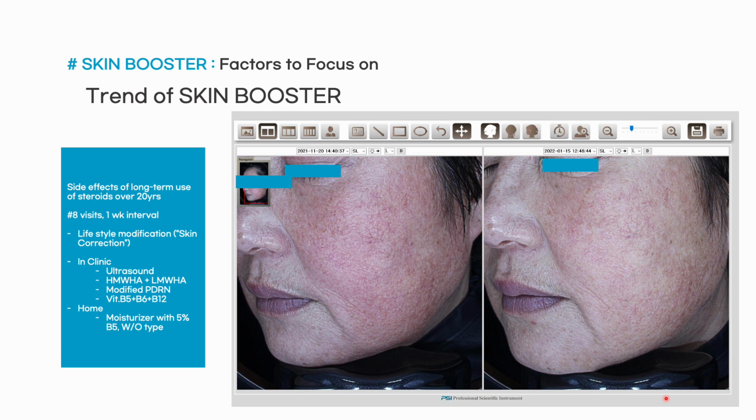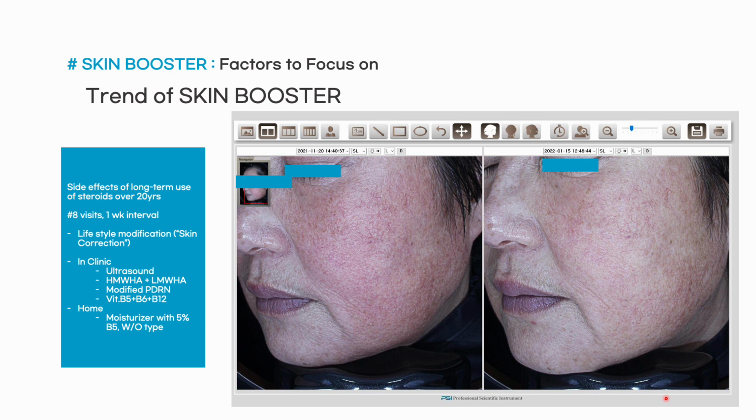Topical steroid use was limited to once or twice per week. We aim to reduce this as much as possible. Only antihistamines were prescribed and taken when needed, especially at night. Every time she visited, I identified her symptoms and applied the appropriate skin booster and ultrasound.